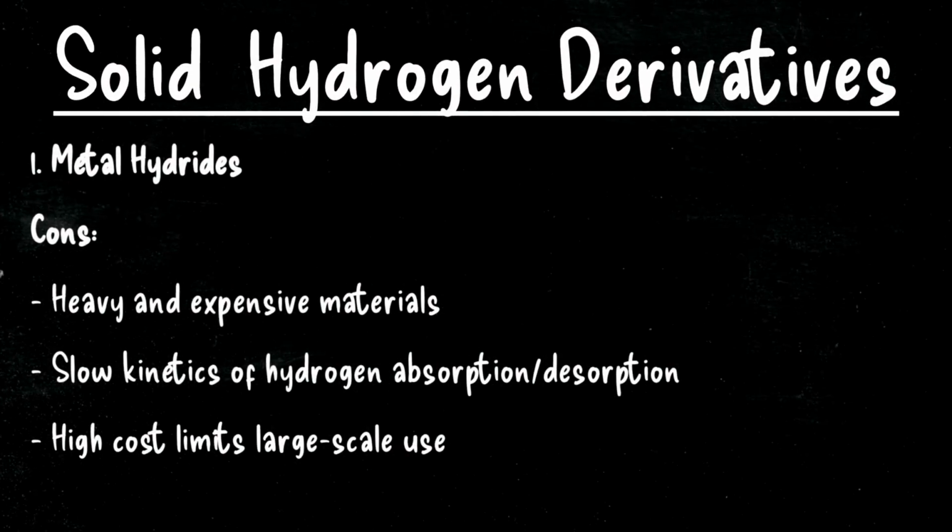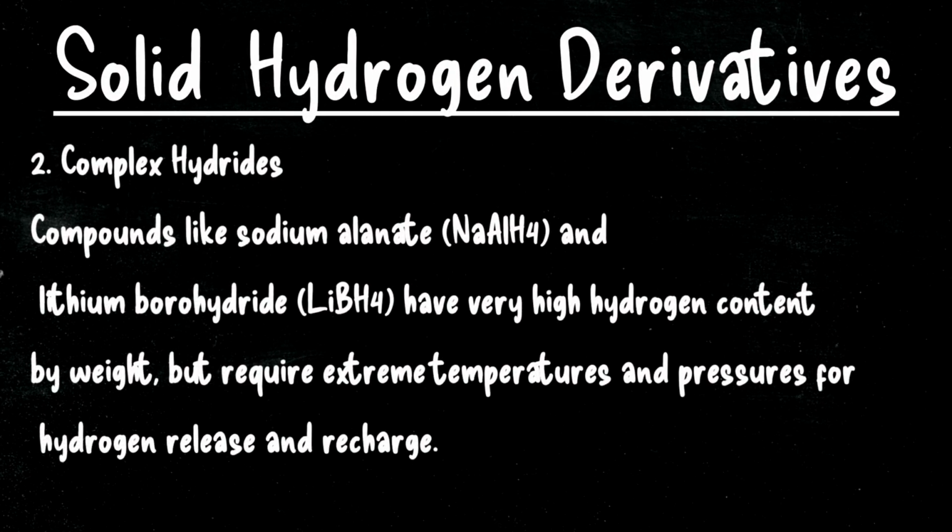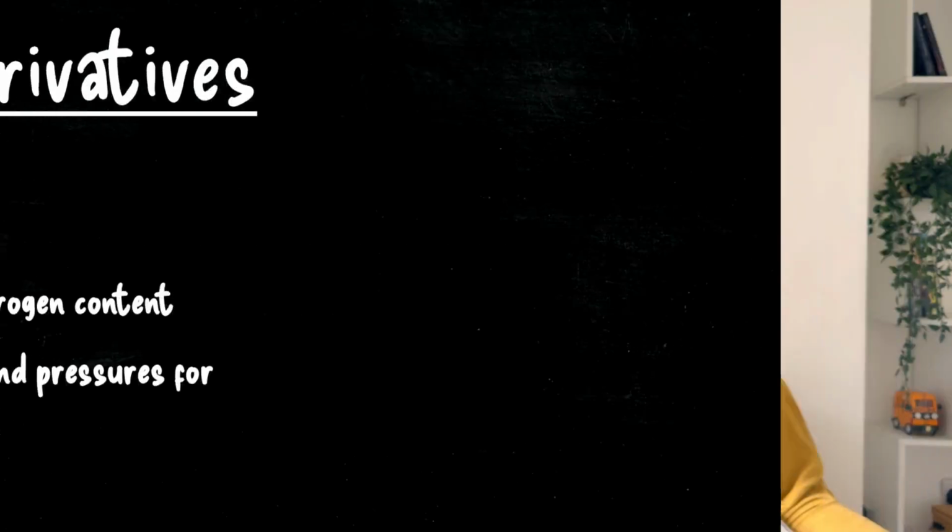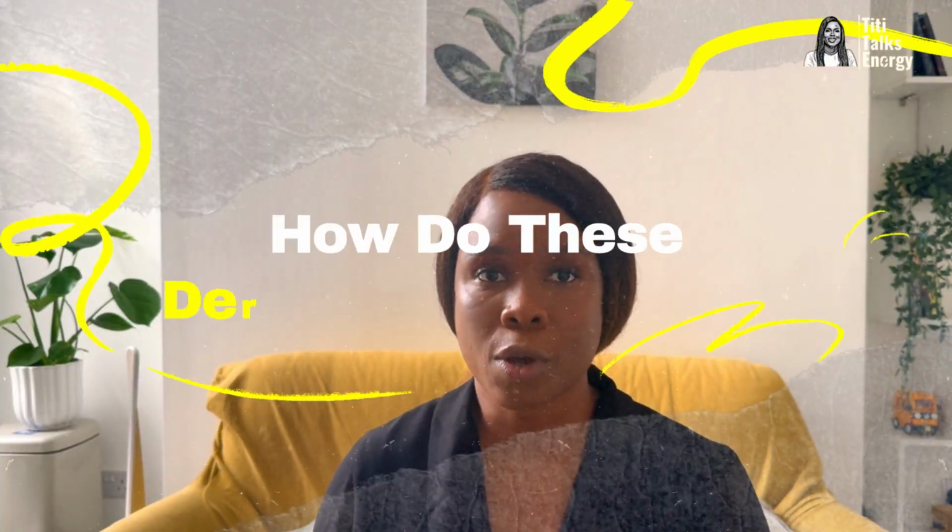However, there are some disadvantages. The materials are heavy and expensive. There's slow kinetics of hydrogen absorption and desorption, and the high cost limits large-scale use. Compounds like sodium alanate and lithium borohydride have high hydrogen content by weight, but require extreme temperatures and pressures for hydrogen release and recharge. So how do these derivatives compare?